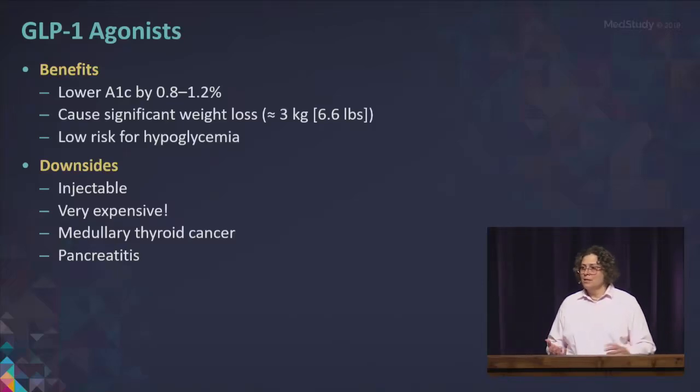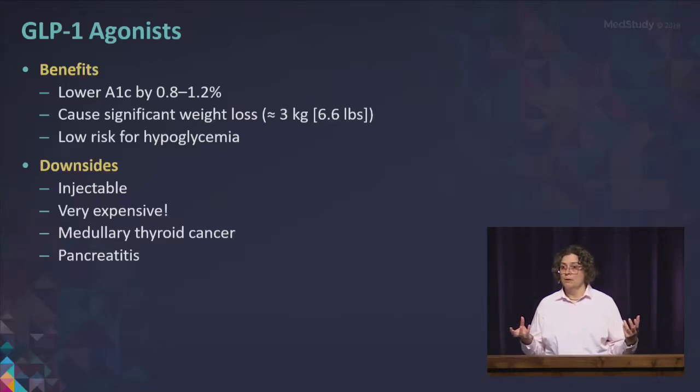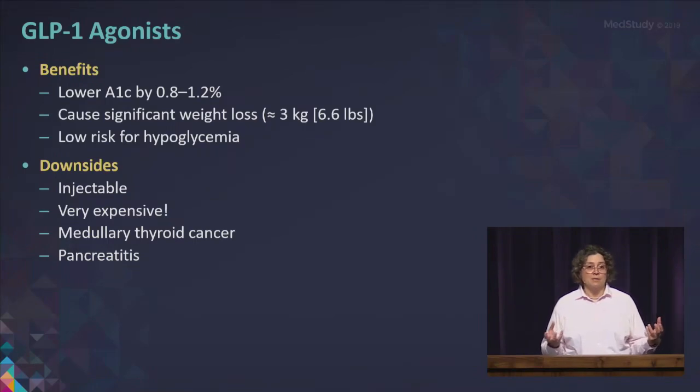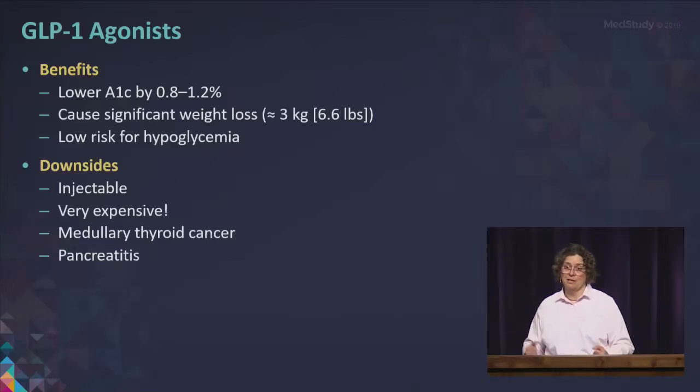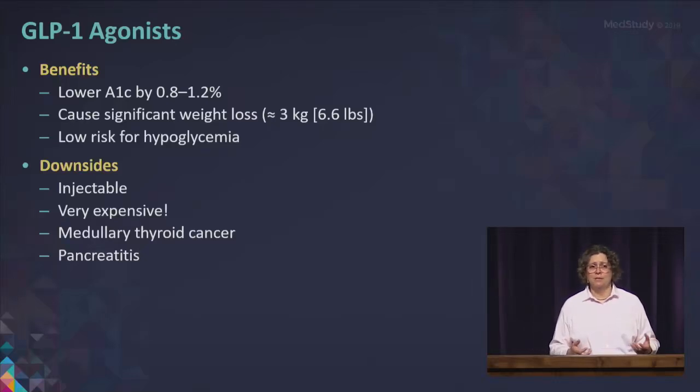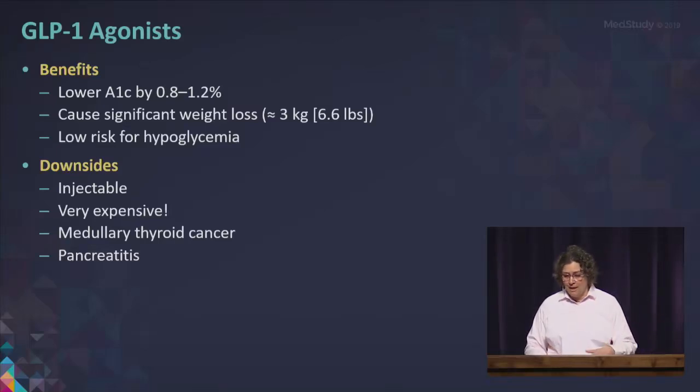Benefits, it's going to lower A1C, significant weight loss, and again, low risk for hypoglycemia because it's a smart hormone. Downsides, injectable, very expensive, medullary thyroid cancer. Your patients are going to say, oh, I don't want thyroid cancer. So it's not associated with differentiated thyroid cancer, which is the most common thyroid cancer, papillary and follicular. But it has in rats, they saw C-cell hyperplasia in the thyroid. So you can't use it for people at risk for medullary thyroid cancer, which again is a very rare cancer. And we worry about increased risk in pancreatitis. So if you have people with a history of pancreatitis, especially if it's unexplained pancreatitis, it wasn't a gallstone or something like that, you would probably want to avoid this class in those people.